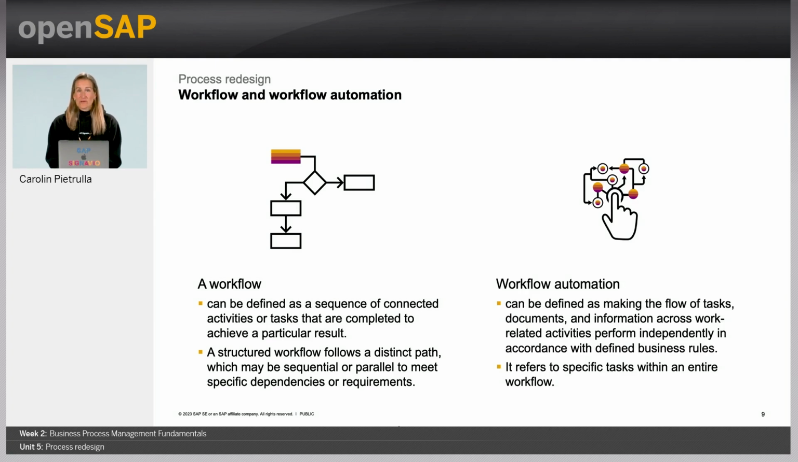We then call that workflow automation, and it can be defined as making the flow of tasks, documents, and information across work-related activities perform independently in accordance with defined business rules. It refers to specific tasks within an entire workflow. RPA, for instance, is one way to automate processes.